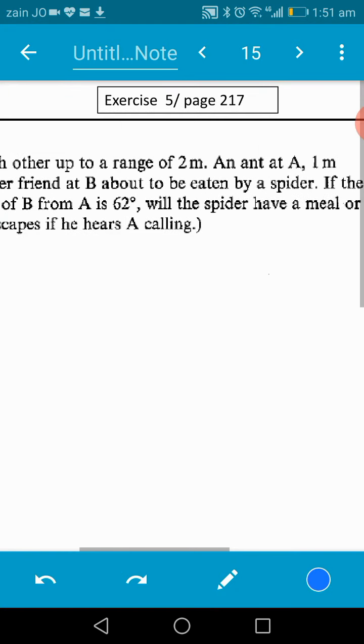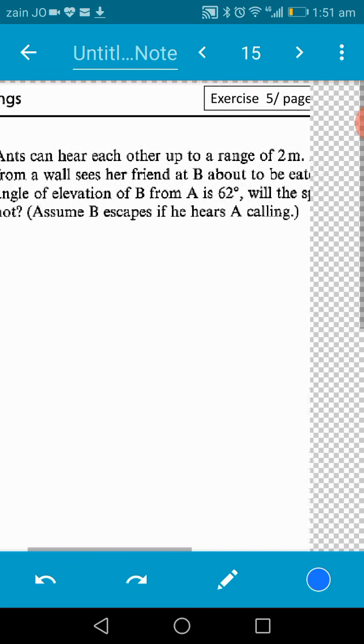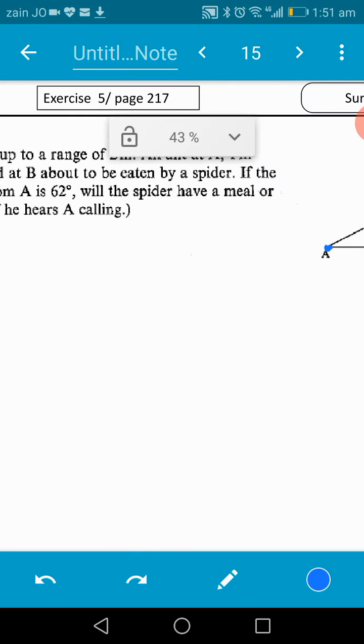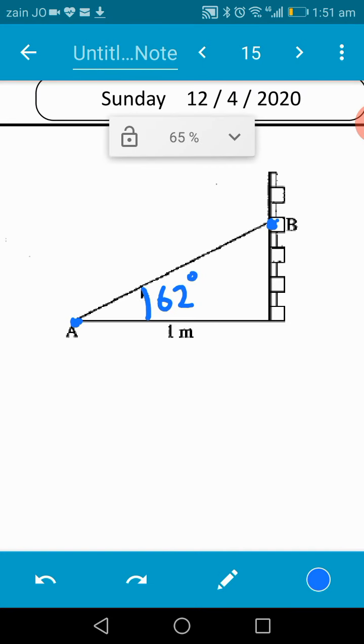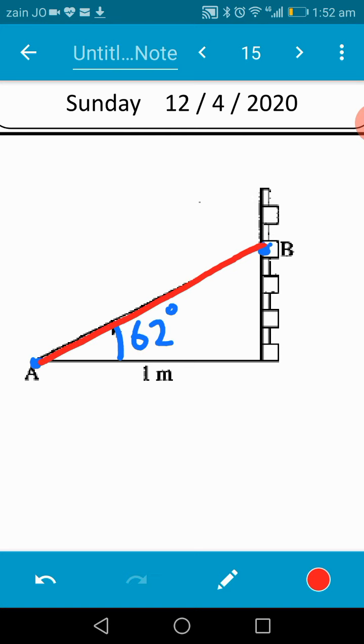Will the spider have a meal or not? Your answer will be yes or no. It says assume B escapes if he hears A calling. B escapes if it hears the call from A, when A warns it that a spider is coming. So will B hear or not? As we said, B will hear the calling if the distance between B and A is less than 2. So the whole question depends on finding the distance. Just find this distance, call it x. If x is less than 2, the spider has got it. But if the distance is greater than 2, good health to the spider.